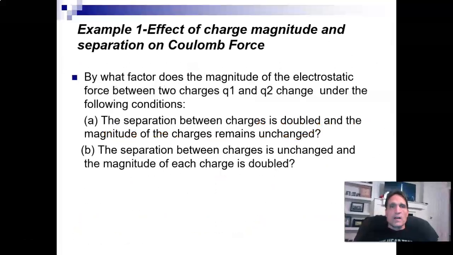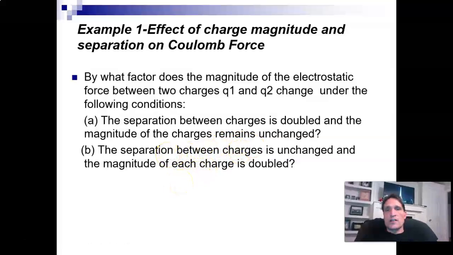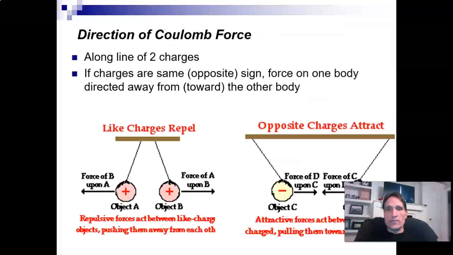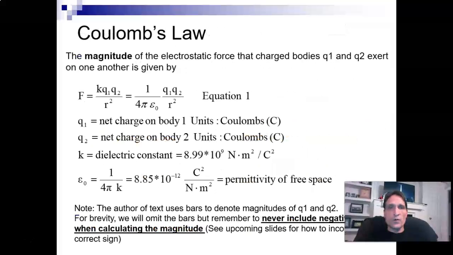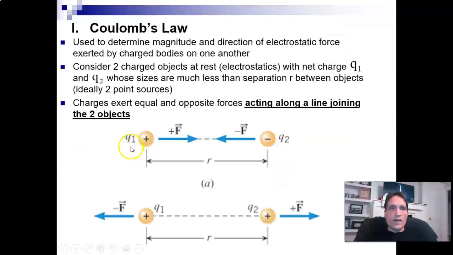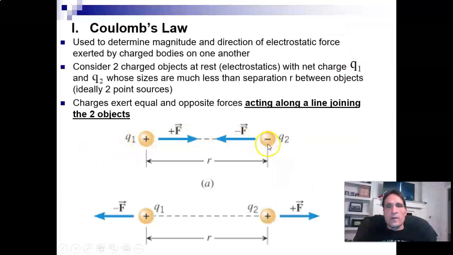Okay. So now what about instead of doubling the distance, what happens if we keep the distance the same, but we stick twice as much charge on each body? So instead of the charges being Q1 and Q2, let's make this 2Q1 by doubling the charge, and let's make this 2Q2 by doubling the charge on this body. So what's going to happen to the force here?